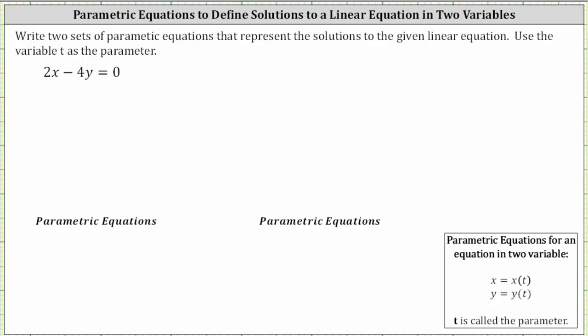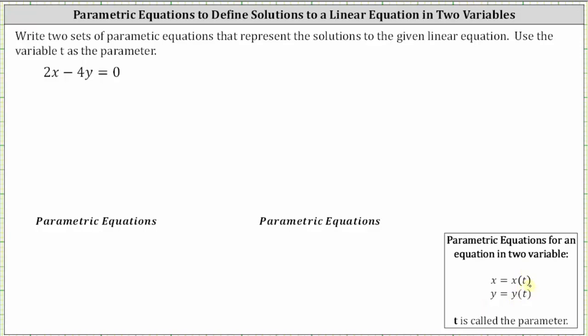We're asked to write two sets of parametric equations that represent the solutions to the given linear equation, and we're told to use the variable t as the parameter. Because we have an equation in two variables, the parametric equations that represent the solutions are going to be in the form of x equals x of t and y equals y of t.